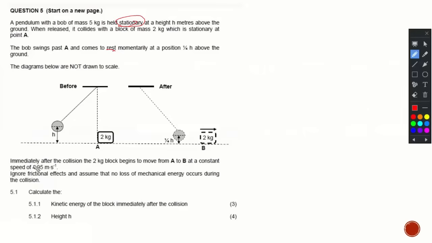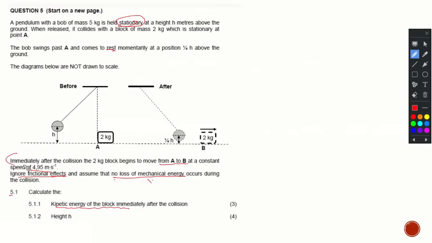They then say immediately after the collision, the 2 kg block begins to move from A to B at a constant speed of 4.95 meters per second. Ignore frictional effects. Note, ignore frictional effects and assume that there is no loss of mechanical energy, meaning mechanical energy is conserved. This is another keyword telling us we must apply the principle of conservation of mechanical energy. 5.1 says calculate the kinetic energy of the block immediately after the collision.